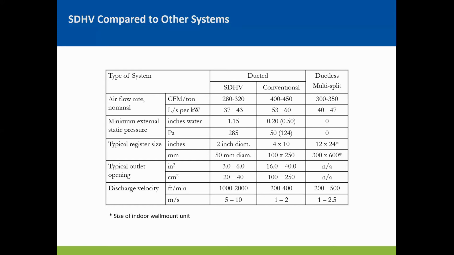Velocities are, of course, much higher for a small duct system. You're looking at the discharge velocity coming into the room at 1,000 to 2,000 feet per minute, commonly around 1,500. That's probably the average that I've seen. Conventional big ducted systems are usually 200 to 400, usually around 300, maybe 400 feet per minute. And ductless mini splits are a little bit higher when you have them turned on high, which is where you usually rate them for maximum capacity. Not really small duct velocities, but a little higher than normal register. So that's how they compare.